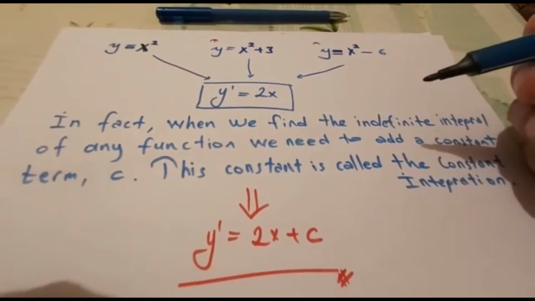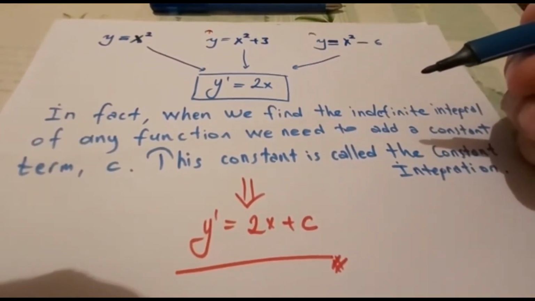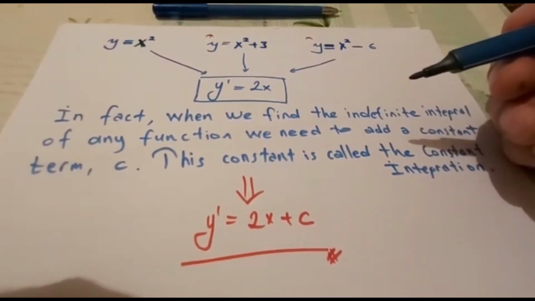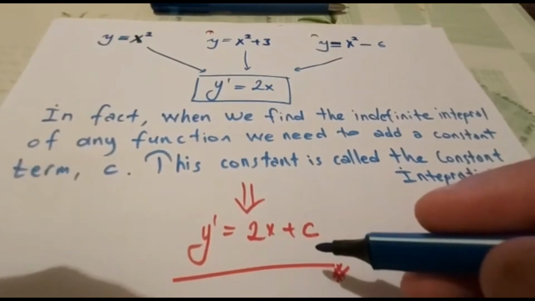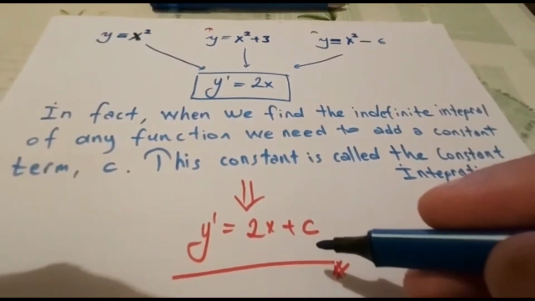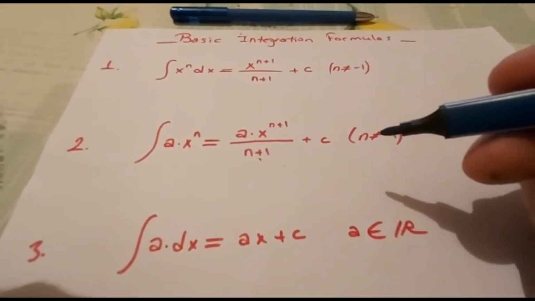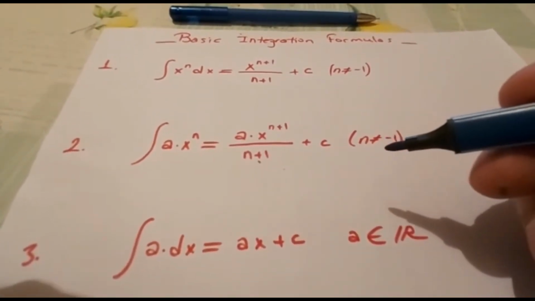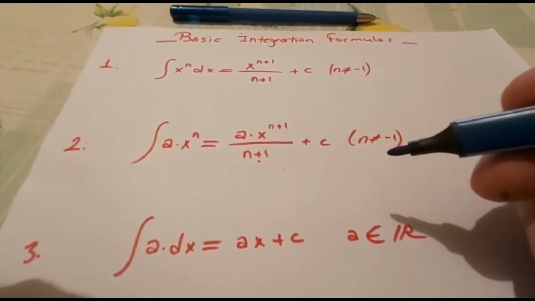In fact, when we find the indefinite integral of any function, we need to add a constant term c. This constant c is called the constant of integration. And now observe these three basic formulas and let's try to solve the problems with me.